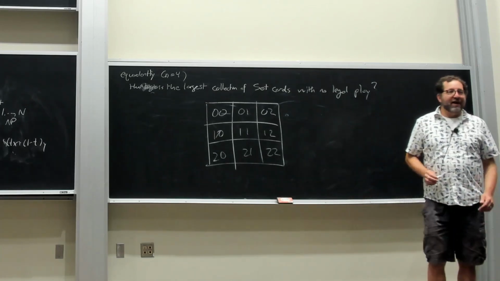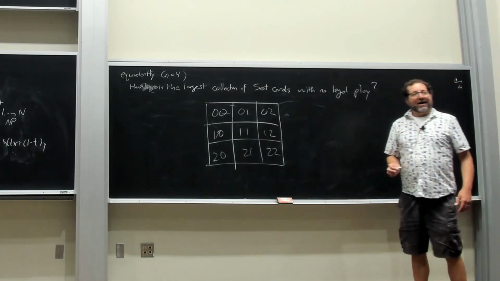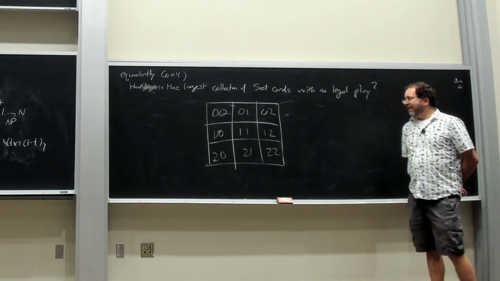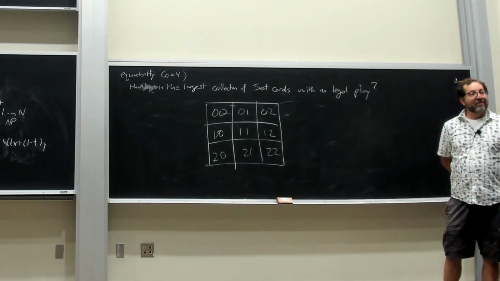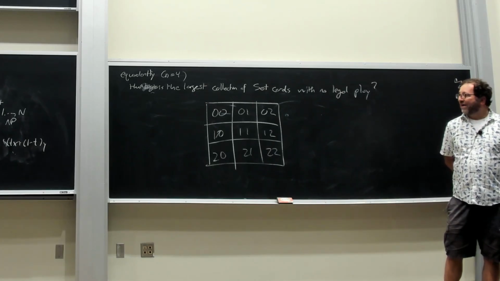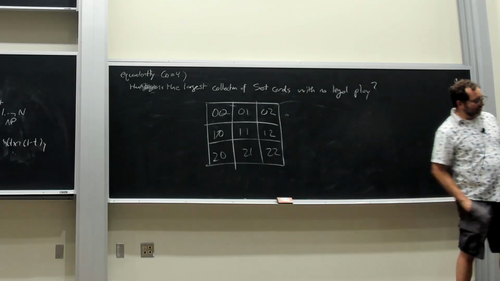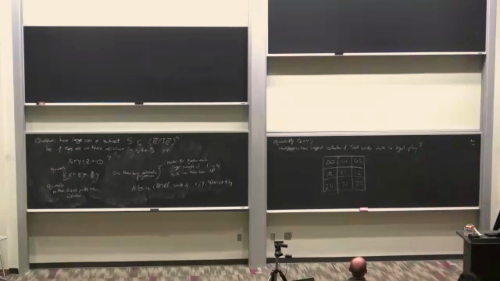And the question is, how many of these can I have and still have the property that no 3 of them sum to 0, or equivalently no 3 of them are on a line? So let's take about 3 minutes and try to make the biggest one that you can.